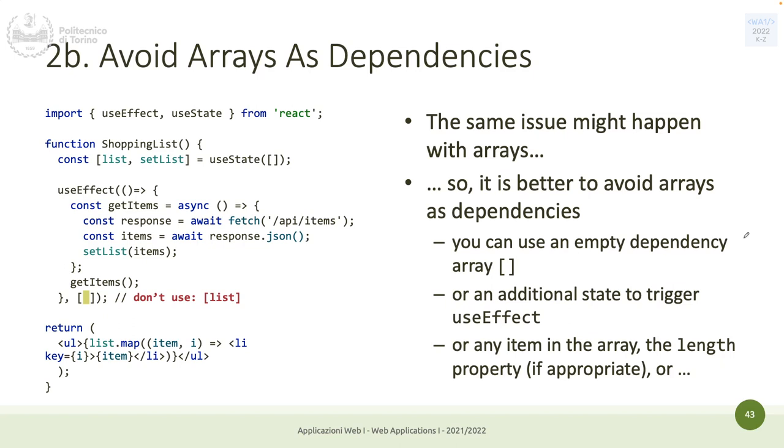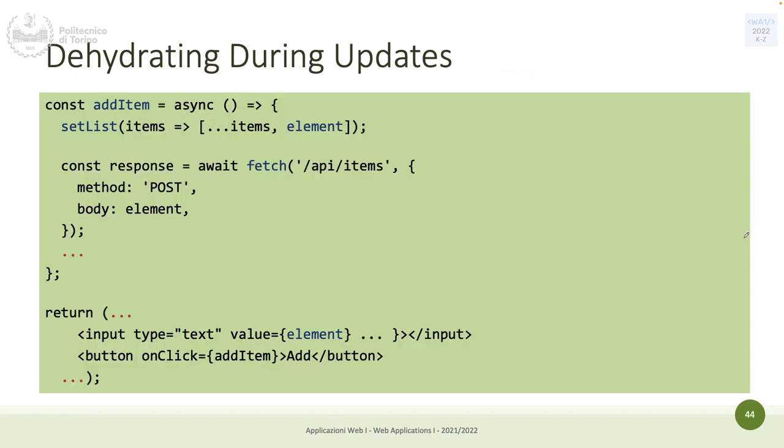Here is another example, same thing, with arrays. You can either not use a dependency, or add some check within, or add an additional state, like a boolean or number kind of state, for triggering useEffect, or bind to a specific item in an array. For example, the first item in the array, or the length of the array. Typically, one possibility is the length. If you change the array, you typically also change the length. You add or remove elements, so the length of the array changes. So same thing, to avoid an infinite loop, don't use objects and arrays as dependencies.